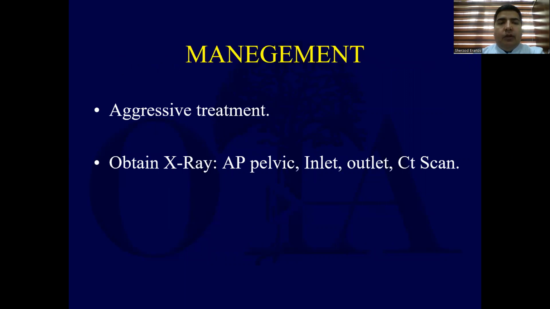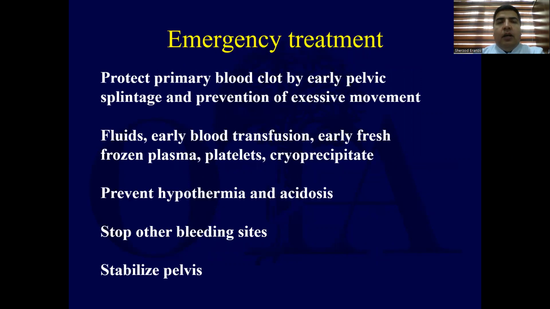Management, aggressive treatment, obtain X-ray, pelvic inlet, outlet, CT scan. Emergency treatment: protect the primary blood clot by early pelvic splintage and prevention of excessive movement, fluids, early blood transfusion, early fresh frozen plasma, platelets, cryoprecipitate, prevent hypothermia and acidosis, stop other bleeding sites, stabilize pelvis.